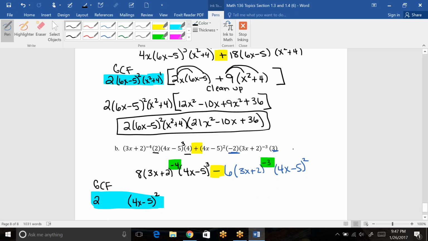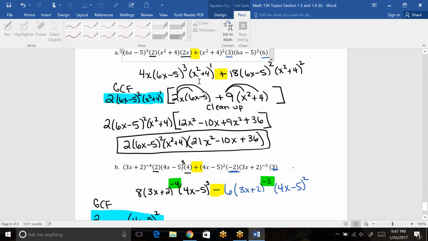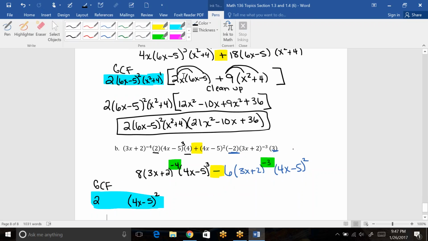Same thing up here. When we had, let me scroll up a little bit, because this is driving the point home of why we do this a certain way. When we had 3 and 2 here, we took out 2. When we had 1 and 2, we took out 1. We always take out the smaller because that's what they have in common. So when you ask yourself about negatives, it's a little tricky to our brains because you have to think, what is smaller, negative 4 or negative 3? Negative 4 is actually smaller. So we're going to pull out 3x plus 2 to the negative 4.